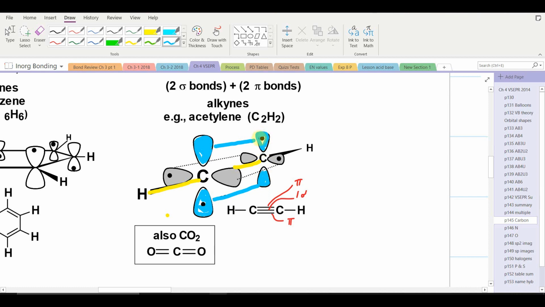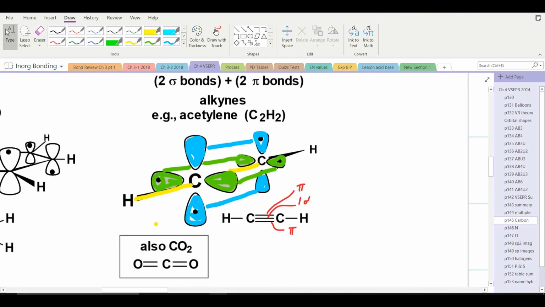The second pi bond is made from another unhybridized p orbital. Let's say this is the py orbital, and it overlaps side to side with another unhybridized py orbital from another carbon. So there we have three bonds. There are two electrons in the sigma bond, and then there's one electron, let's say here and here, and then one electron here and here.